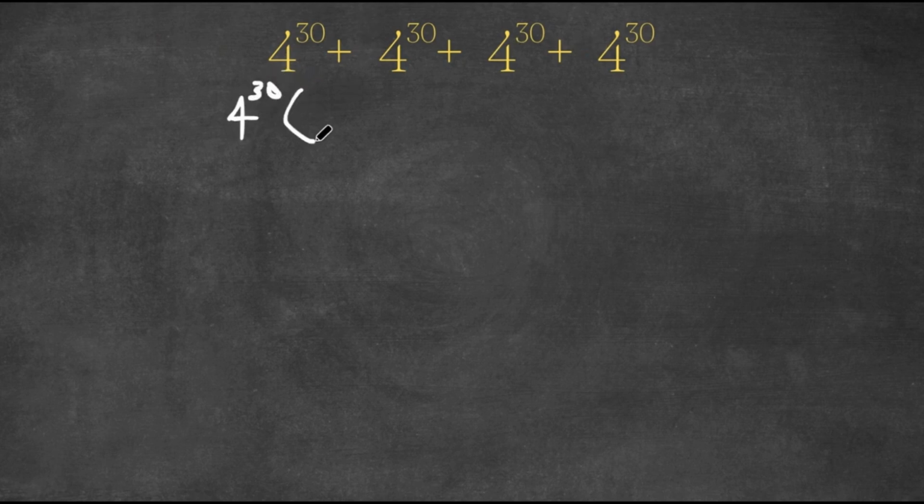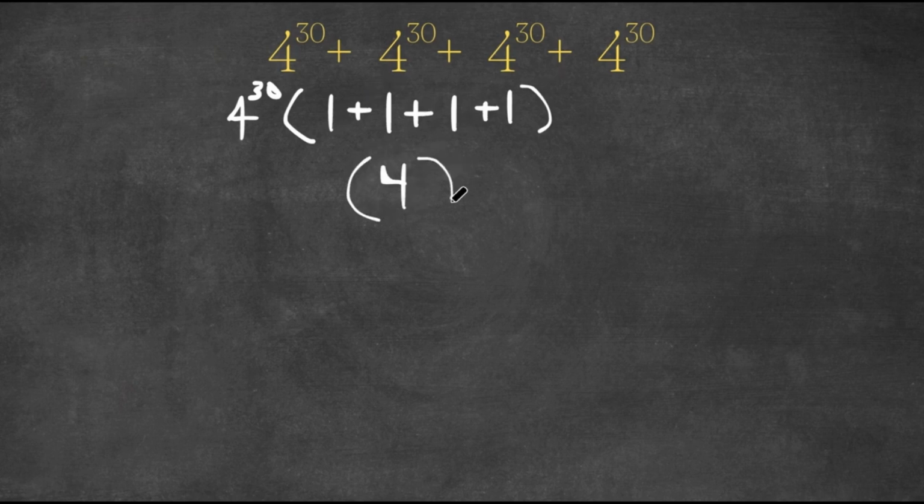So now we have 4 to the power of 30 times 4 to the power of 30 divided by 4 to the power of 30 is 1, plus 4 to the power of 30 divided by 4 to the power of 30 is 1, plus, we're going to do the same thing, 1, and finally 1. So now we have 4 to the power of 30 times 1 plus 1 plus 1 plus 1. So now I'm actually going to simplify what's in the parentheses. This is equal to 4. So now we have 4 times 4 to the power of 30.